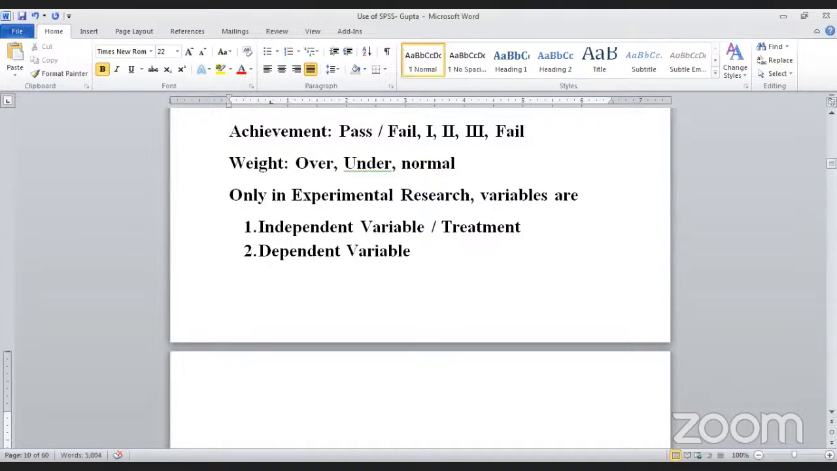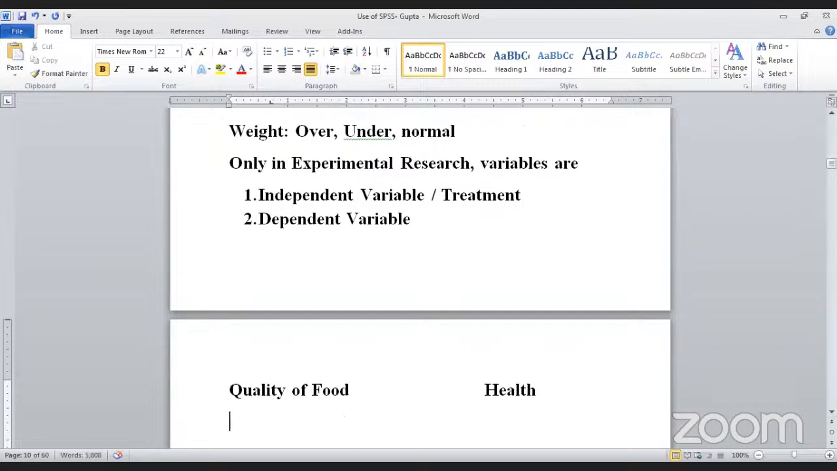Let me give some example. Say quality of food and your health. The changes in the health will depend upon the quality of the food. If the quality of food is good, your health will be good. And when I say quality of food, it means all your proteins, all your other fat and all that you should take in a proper proportion. So it becomes an independent variable, and health will become the dependent variable, because the changes in the health will be as per your quality of food.